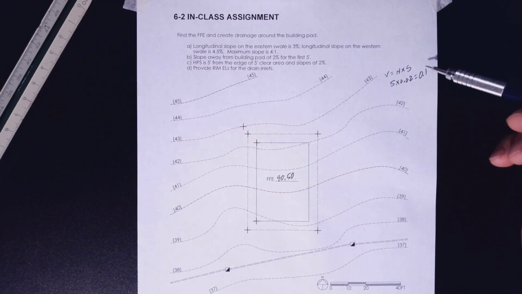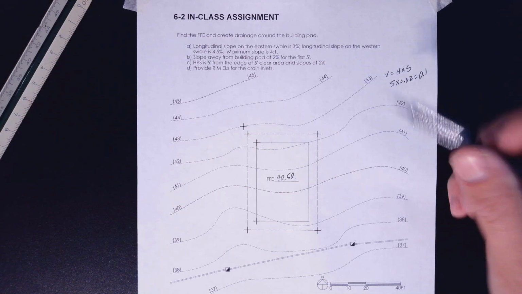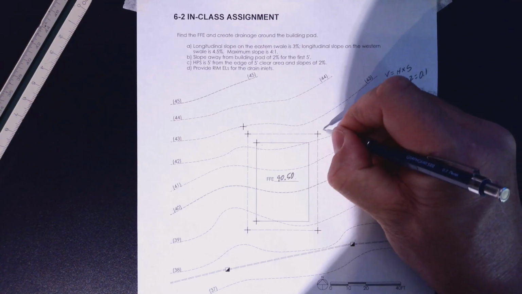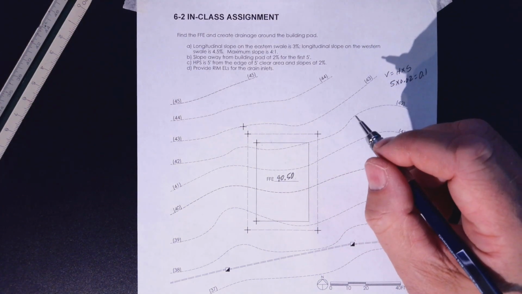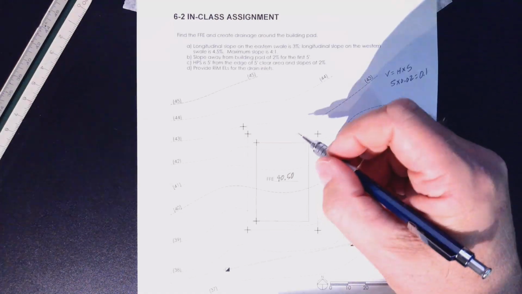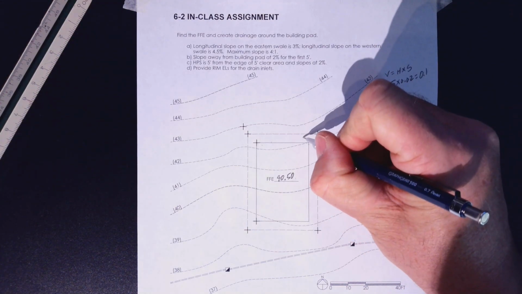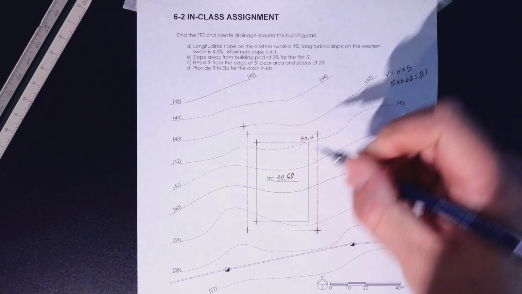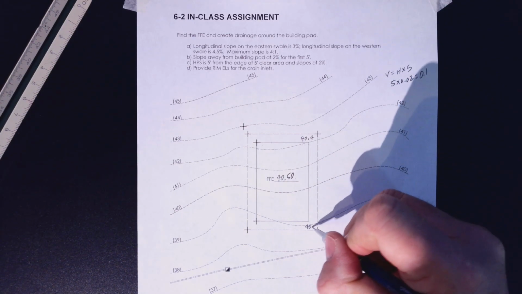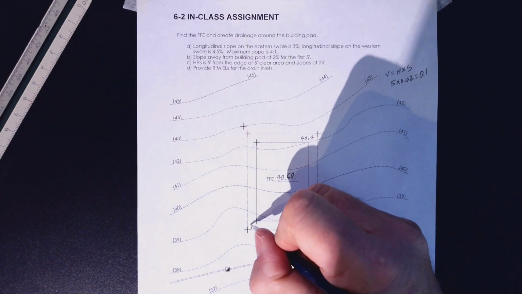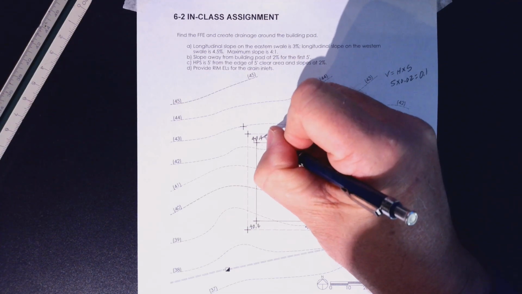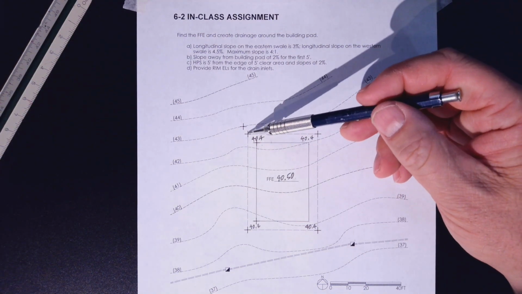We lose 0.1 feet. So our corners are going to be 40.4 instead of 40.5. I'm just going to write that on the inside here, so I don't block my light. 40.4. And this corner here is the same, 40.4, 40.4, 40.4. So that's these corners.